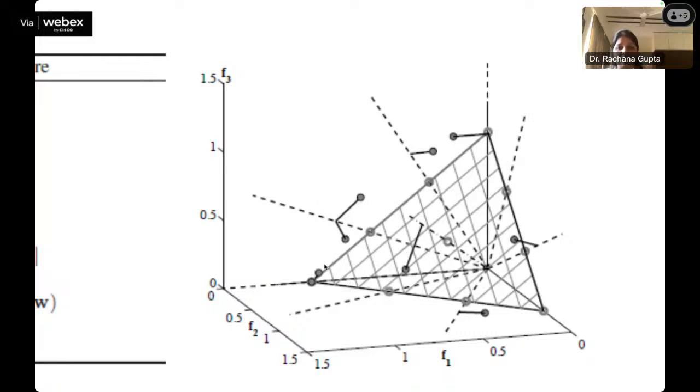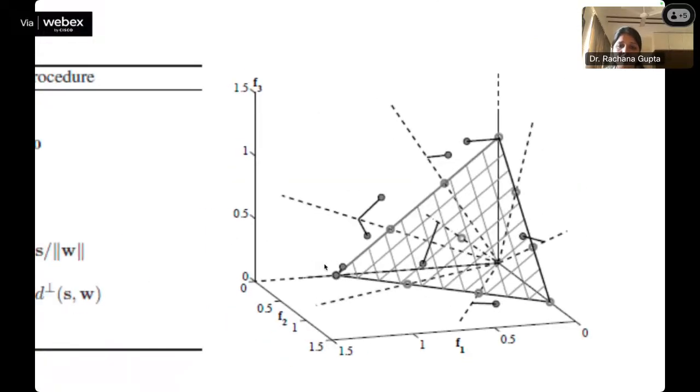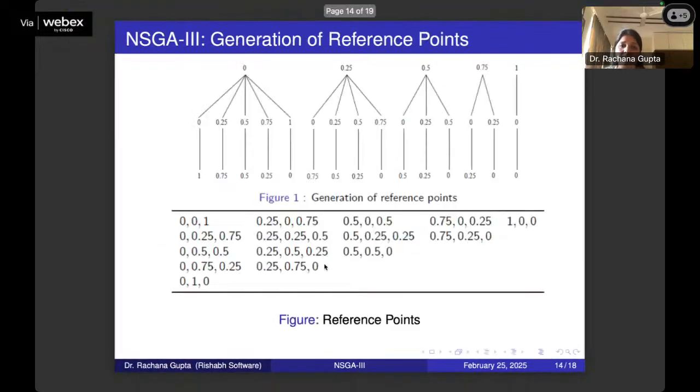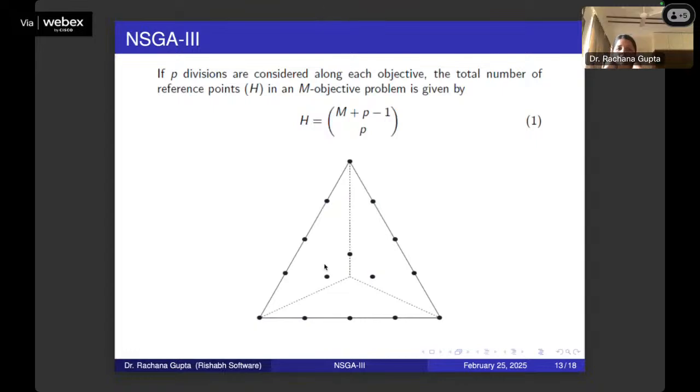Now to come to that solution, what we are doing is calculating the reference point. Okay, now how to calculate the reference point? So can you see this? Just focus on this x-axis side. Don't focus on this 3D space. So you can see the division. Now it's your choice how much division you want.